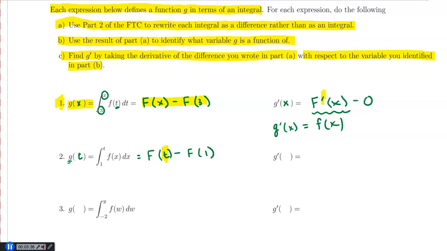Again, we see that g is a function of the variable that showed up in the limit of integration, not the variable that showed up in the integrand. So g prime of t will be just capital F prime of t minus 0 again, and that will be just f of t. So again, g prime, the derivative of the function defined by the integral, is equal to the integrand evaluated at the upper limit of integration. And you can do number 3 on your own to make sure you've got the hang of that.